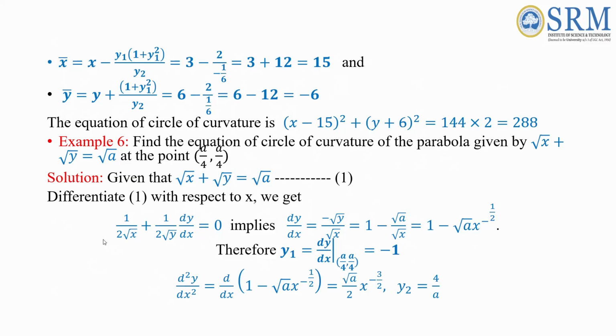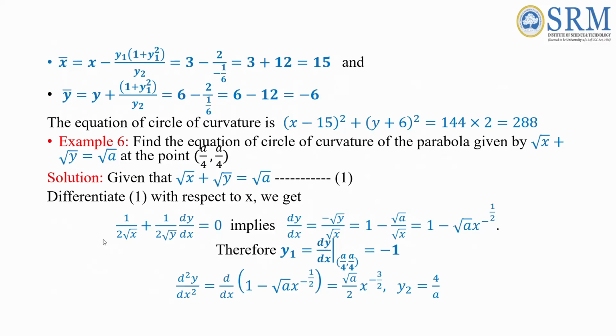And then let us see the next example. Find the equation of circle of curvature of the curve. It is not a parabola. Root x plus root y equal to root a at the point a by 4, a by 4. Given that root x plus root y equal to root a, differentiate this: 1 by 2 root x plus 1 by 2 root y into dy by dx.